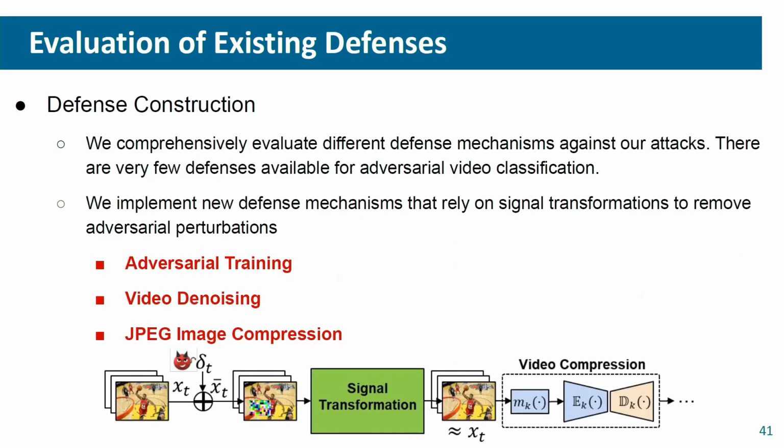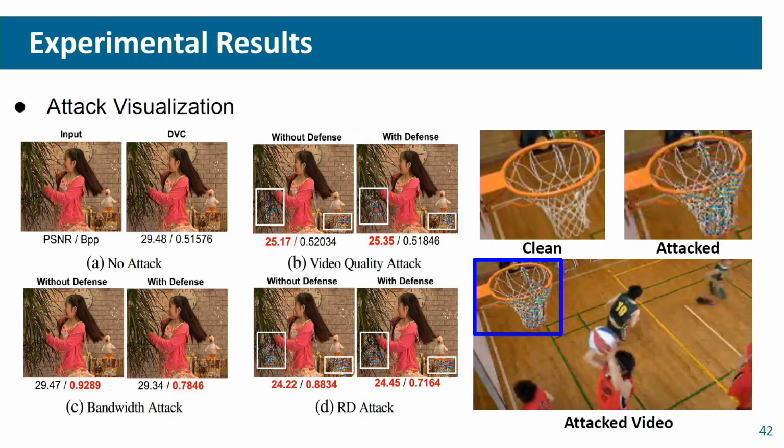And we comprehensively evaluate different defense mechanisms against our attacks. There are very few defenses available for adversarial attacks on the video domain. So we implement new defense mechanisms that rely on signal transformation to remove adversarial perturbations. We choose adversarial training, video denoising, and JPEG image compression to measure our attack success performance.